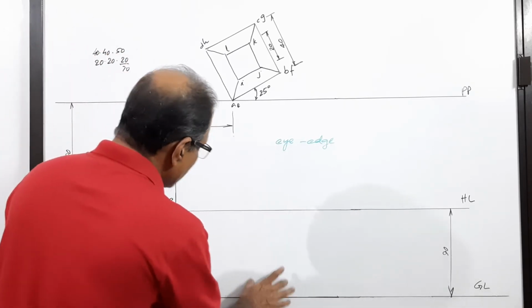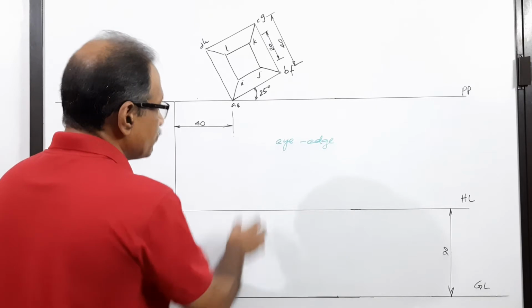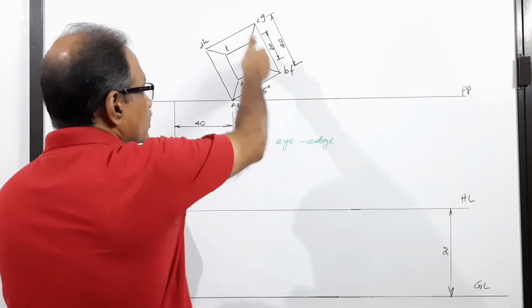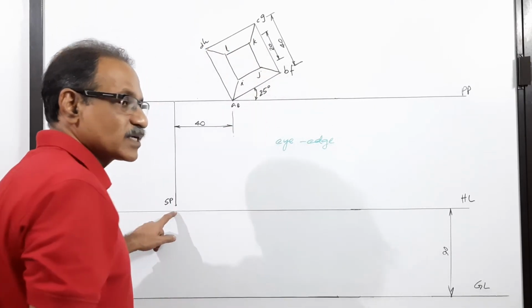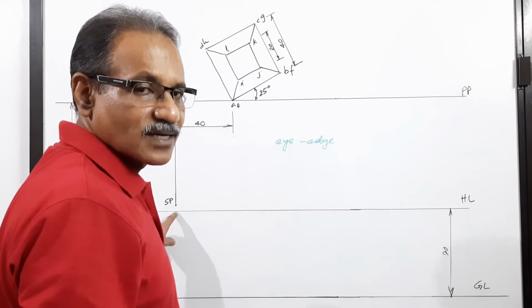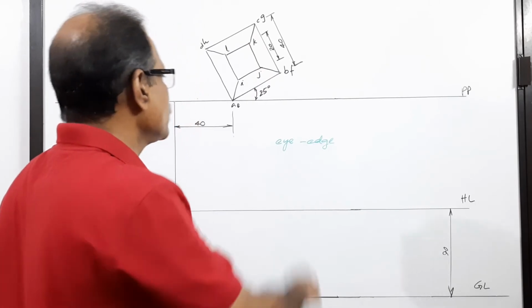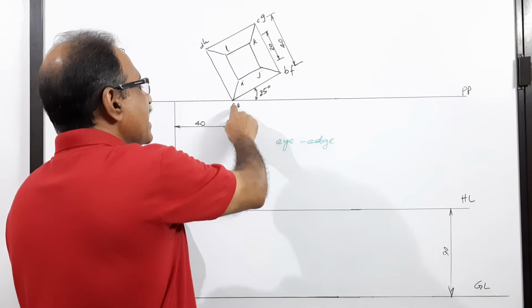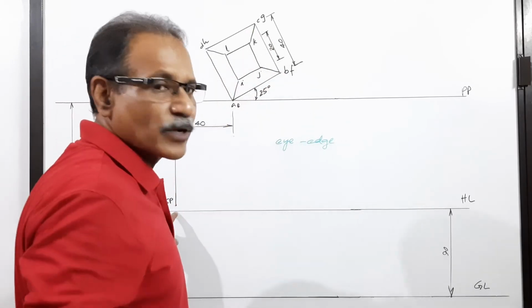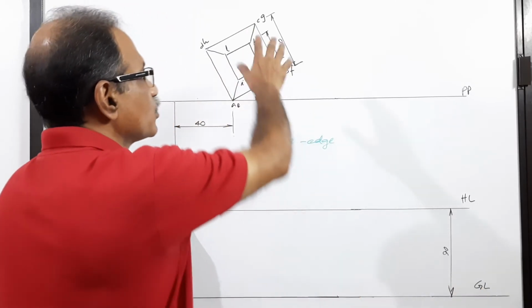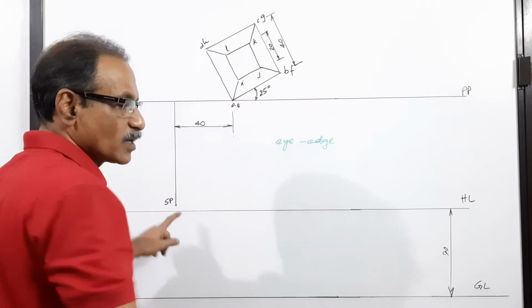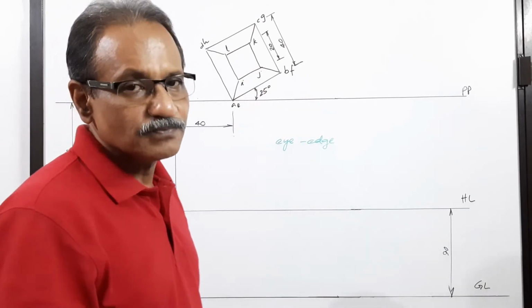Join all points of the elevation to SP dash, and onto them drop the intercepts of all these 4 plus 4 points. Actually, I mean 8 points only, because 4 points coincide on another 4 points. So totally 8 points. 8 intercepts you have to draw. That is one way of doing that.